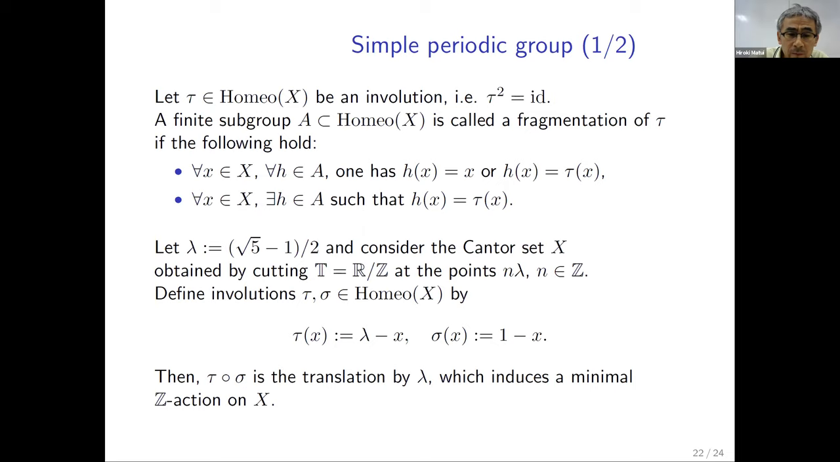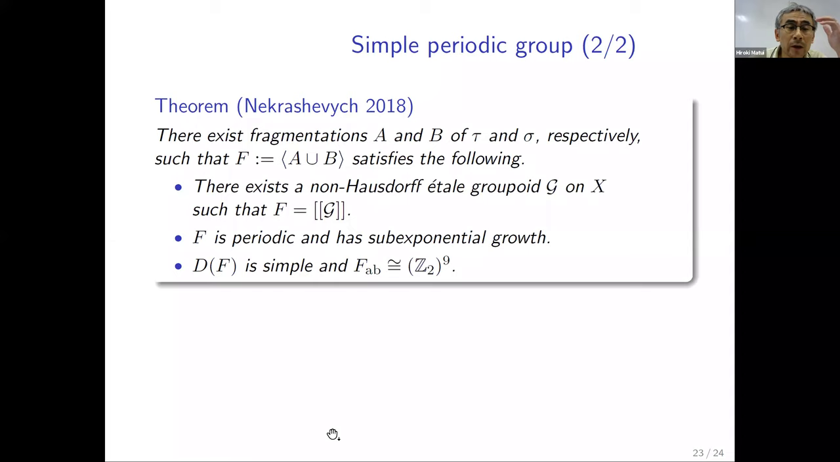Okay, so based on these two involutions, Nekrasiewicz proved the following theorem. There exist fragmentations A and B of tau and sigma, respectively, such that the group F generated by A and B satisfies the following. First, this F is a topological full group of a certain étale groupoid G. And F is periodic and has sub-exponential growth. So any element has finite order and the group has sub-exponential growth. So it's like a Grigorchuk group. And the commutator is simple. And also its abelianization is determined.